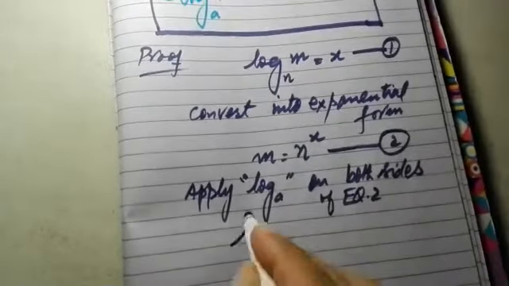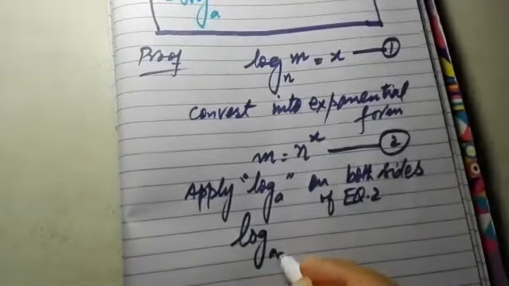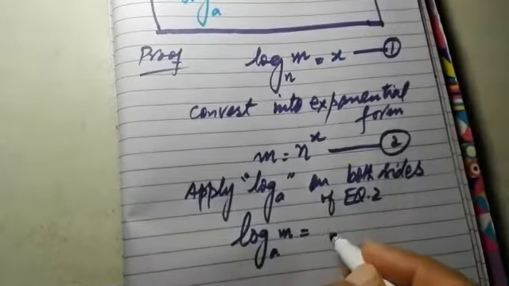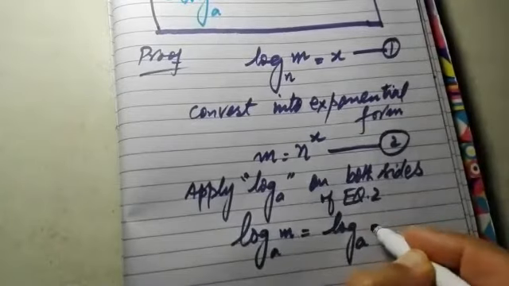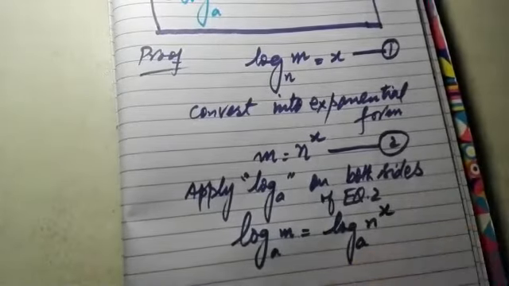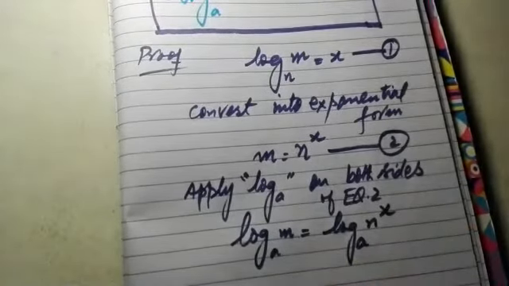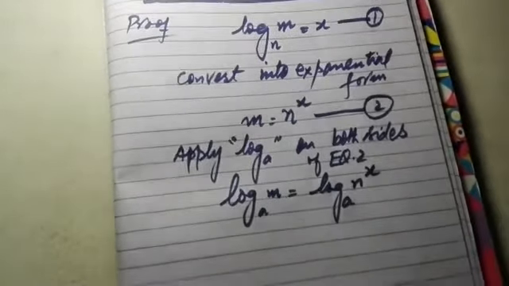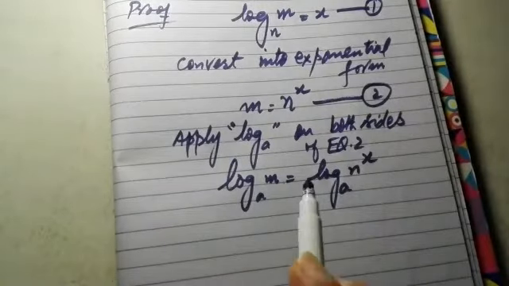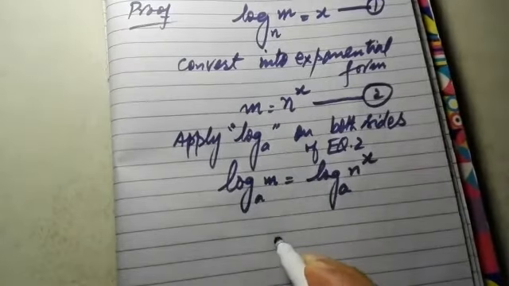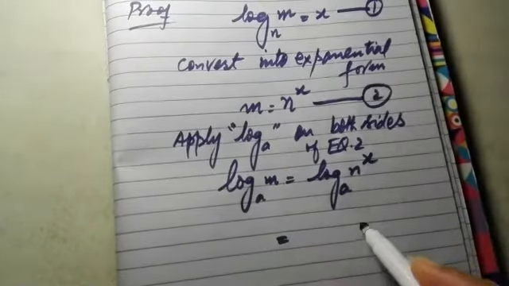Once we apply it, it will become log a m equals log a n raised to the power x. So this is not the conversion from exponential to logarithmic form. We have applied the logarithm on both sides. So this is a different thing. So what is the next step? We will use the third law.